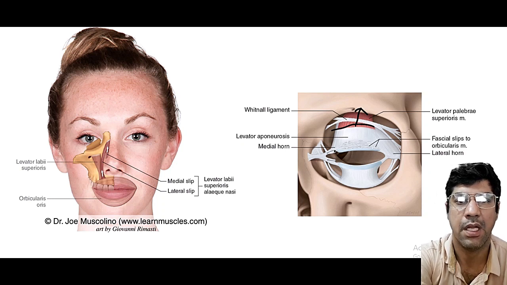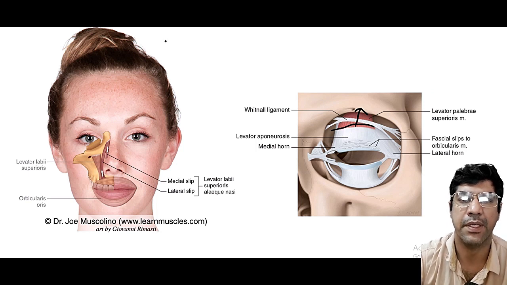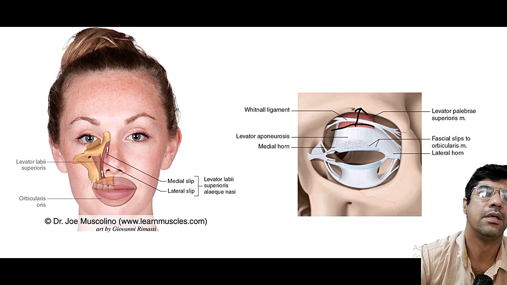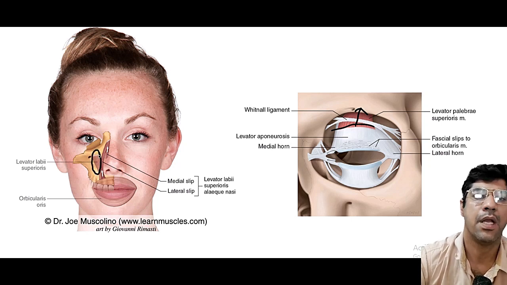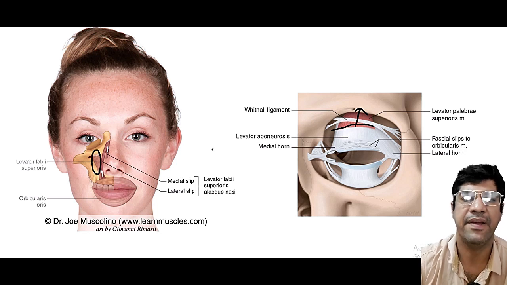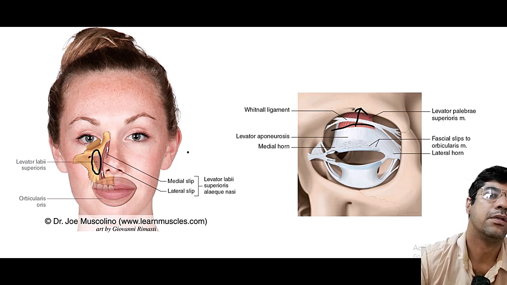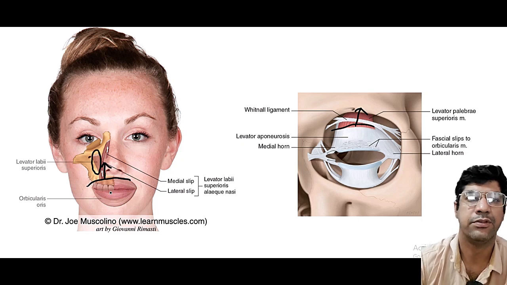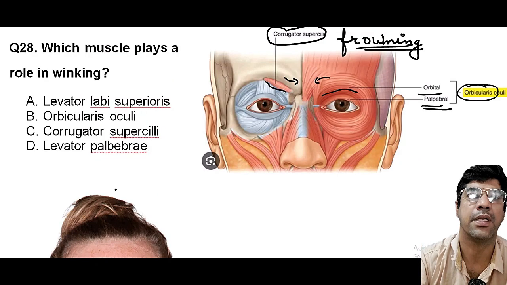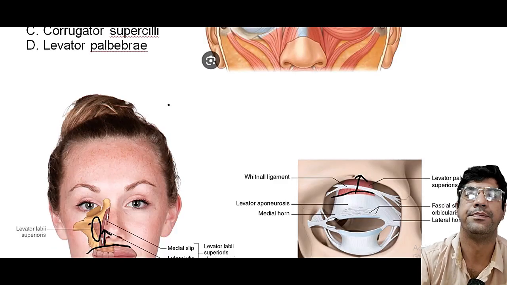Another option is the muscle levator labii superioris. So this muscle is the levator labii superioris. It helps to elevate the upper lip, and it is not primarily associated with winking. So mark your answer as B.